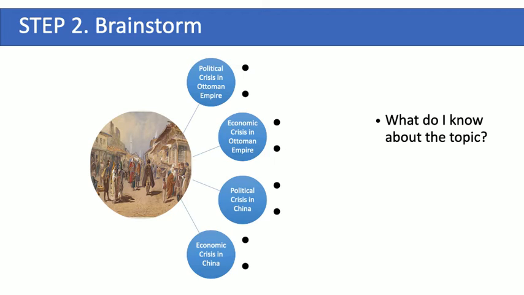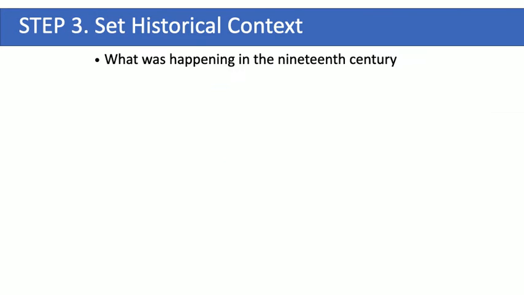For economic crises, the loss of silver trade because of opium, the fact that Europeans are exploiting, the fact that they're not industrialized or they're trying to industrialize, right? The 100 Days Reform or the Self-Strengthening Movement are also categories that I could use here. Then I want to set my historical context, right?